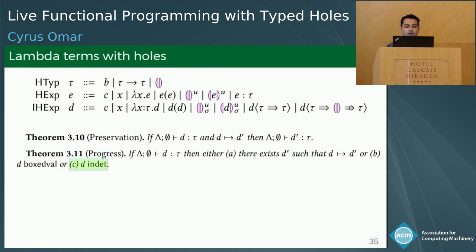And you'll notice that in the progress theorem, there's this additional case indet, which means it's indeterminate, meaning it's stuck. There's a hole or a failed cast in elimination position. And then the rest of it is much like a standard progress theorem for gradual typed lambda calculus. There's this boxed val, which corresponds to the regular values plus these values with casts on them that haven't been removed at the end of evaluation. And you'll notice there's no cast error case in progress because of the failed casts.